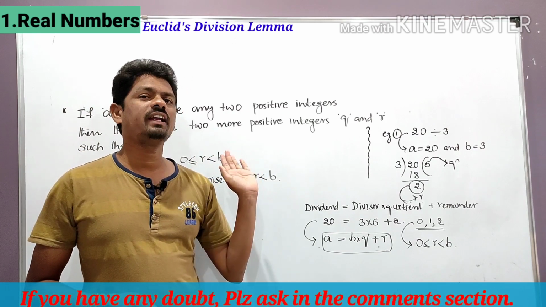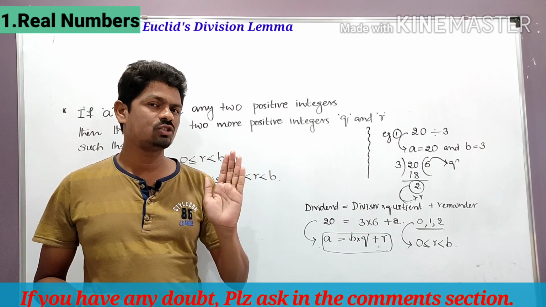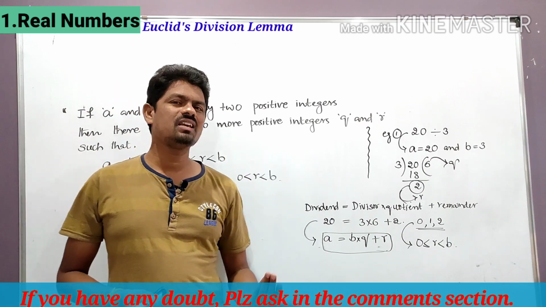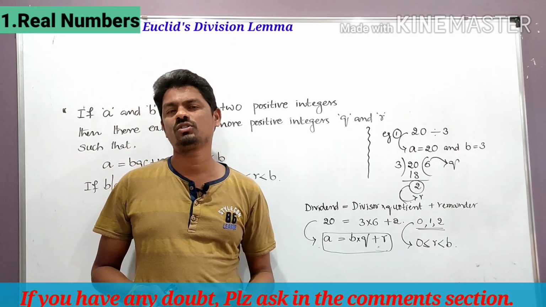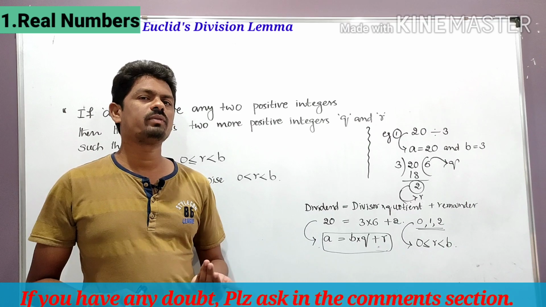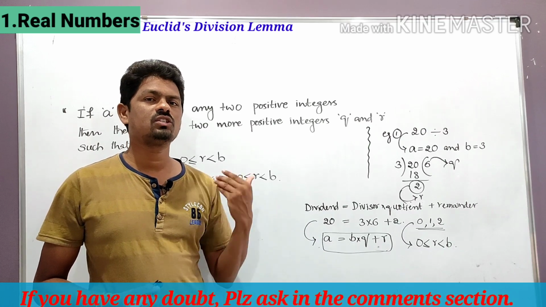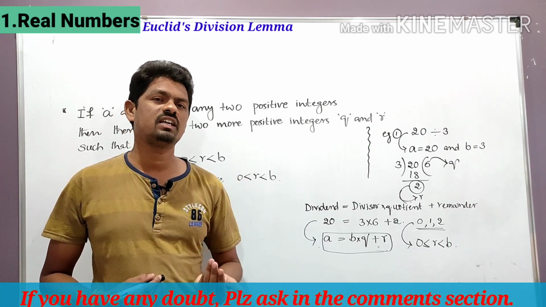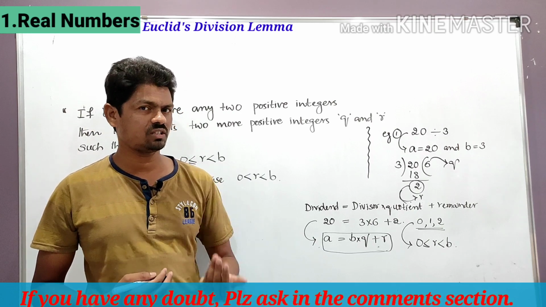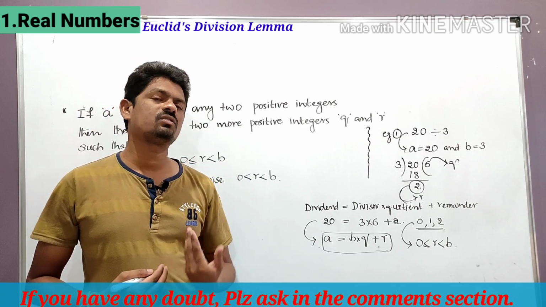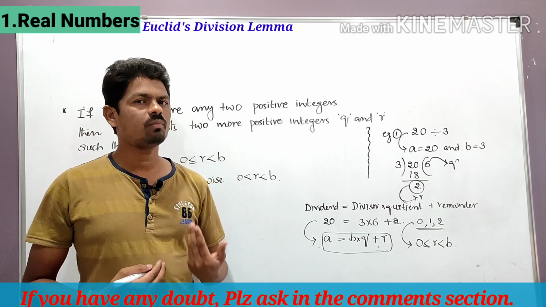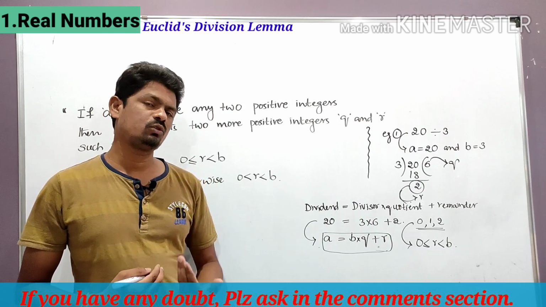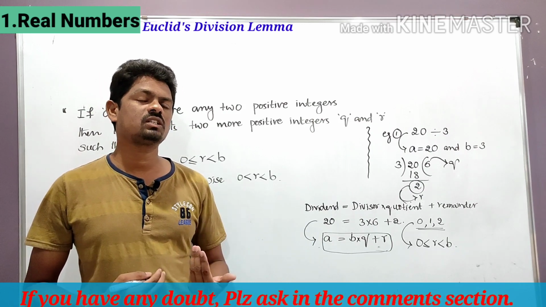Euclid's division lemma is used to find the HCF or GCD of any two positive integers. In exercise 1.1 we have to solve problems using this Euclid's division algorithm, finding the HCF of given two positive integers. Student, we will meet in the next class to solve a problem to find the HCF of given two positive integers.